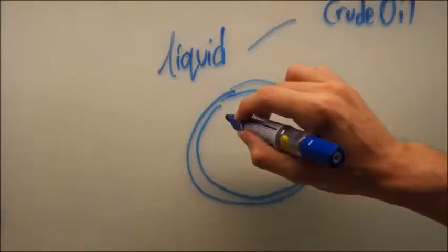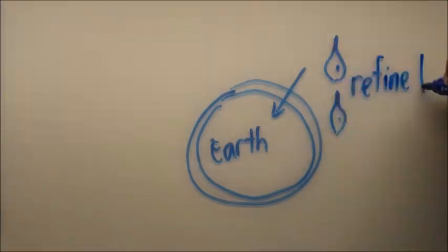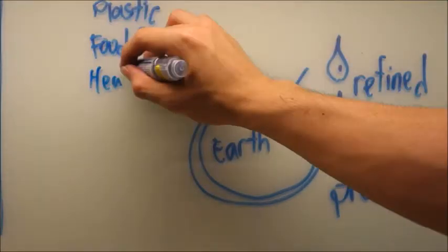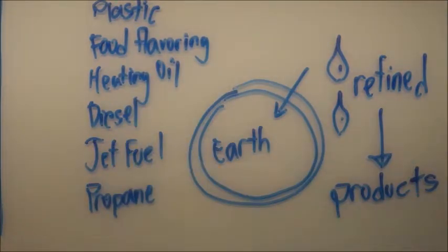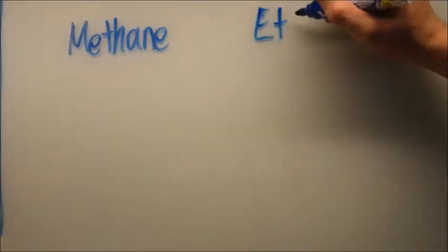Crude oil builds up in liquid form between the layers of the Earth's crust. It is retrieved by drilling deep into the ground and pumping the liquid out. The liquid is then refined and used to create many different products. It is a very versatile fuel and is used to produce things like plastics, artificial food flavorings, heating oil, diesel, jet fuel, and propane.